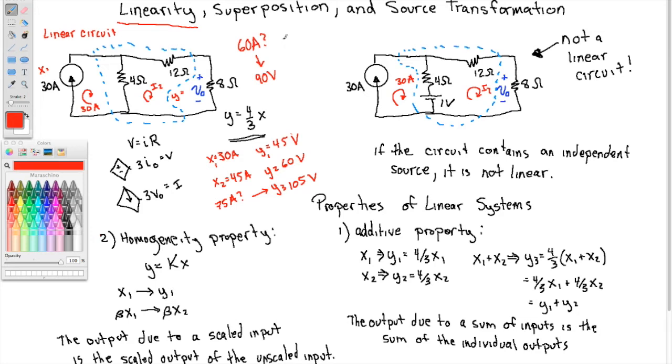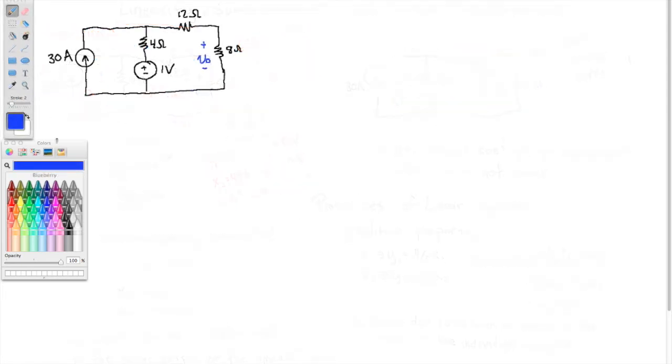Let's say we tripled the input, or maybe we halved the input. So maybe we took it down to 15 amps from 30 amps. So the output would also be halved. That's the homogeneity property. Now, from the two properties of a linear circuit, we can deduce a third property, and this is a big one. This is called superposition.